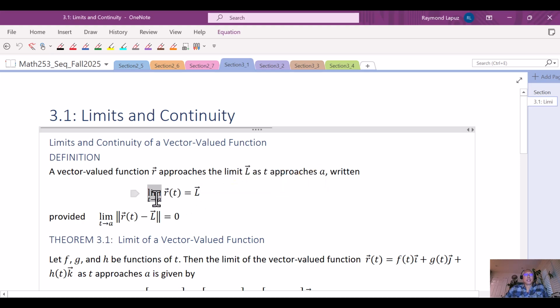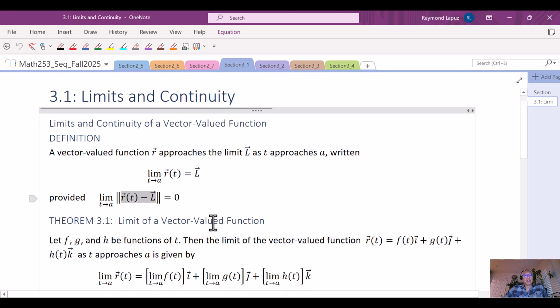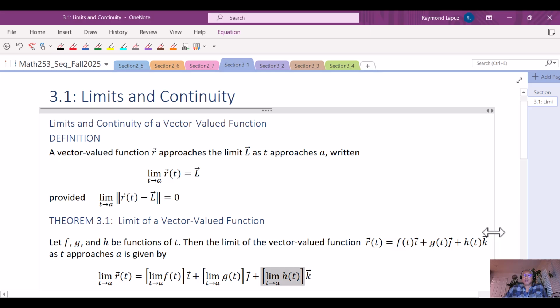And so we say that the limit as t approaches a of some function r of t is going to be a vector L, given that the magnitude of the difference between r of t and L is going to approach 0. It's going to get closer and closer to 0. That seems pretty technical, but if we remember limits back in Calculus 1, it is simply taking the limit of each of the components. And so we can see that this is going to happen for us with limits and derivatives and integrals as well. It makes this a pretty nice and easy start to studying functions of higher dimensions.